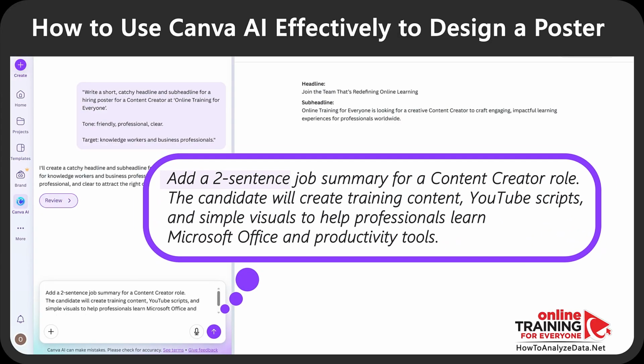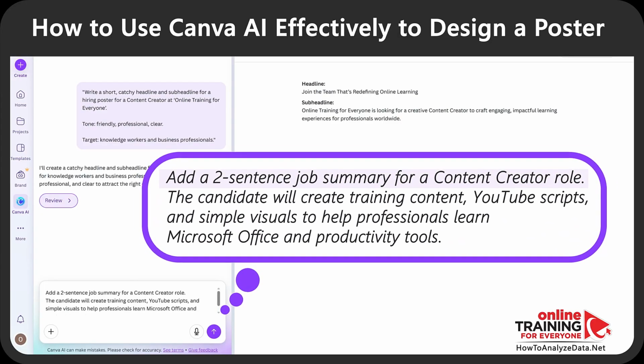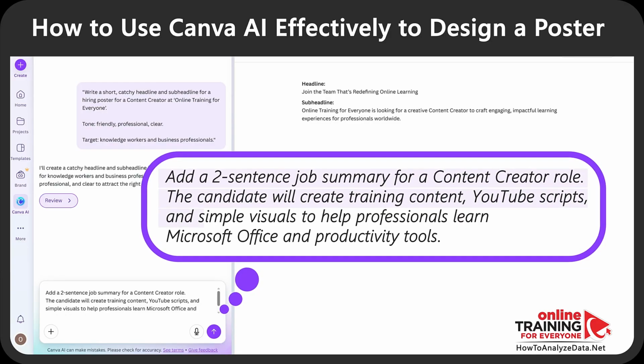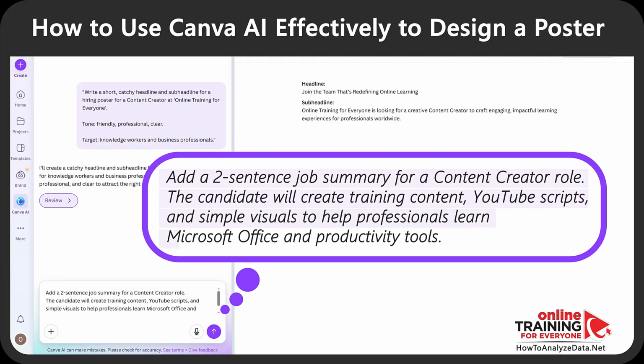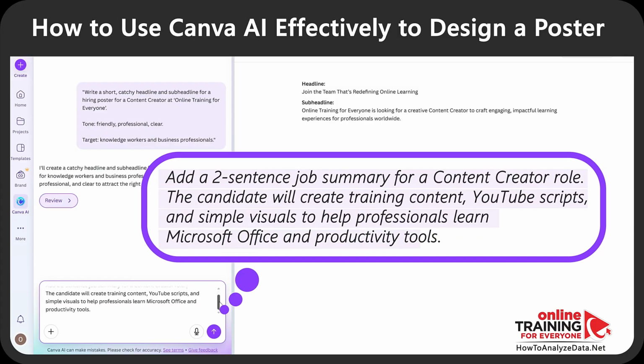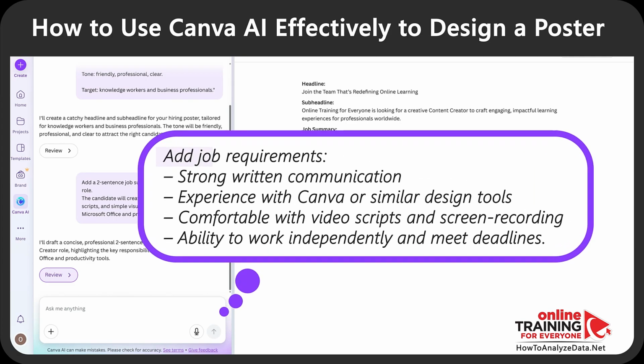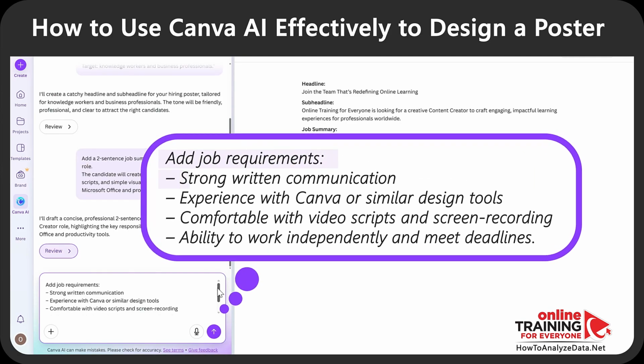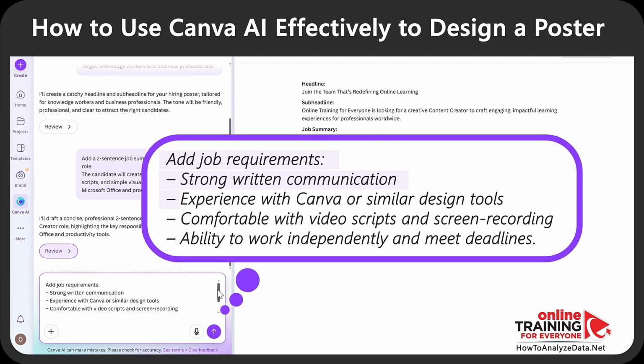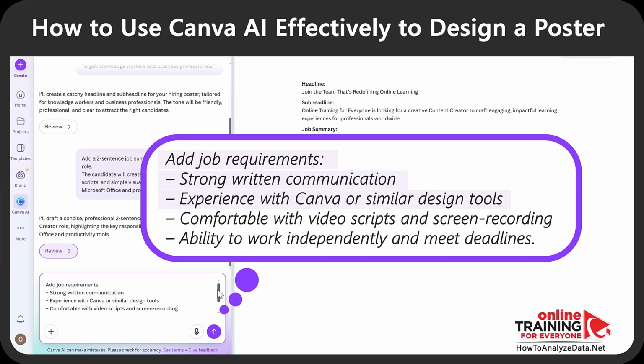Add a 2-sentence job summary for a content creator role. The candidate will create training content, YouTube scripts, and simple visual to help professionals learn Microsoft Office and productivity tools. And in seconds, we got job summary added. And now it's time to add job requirements. We're looking for strong written communication, experience with Canva or similar design tools, comfortable with video scripts and screen recordings, and person with ability to work independently and meet deadlines.